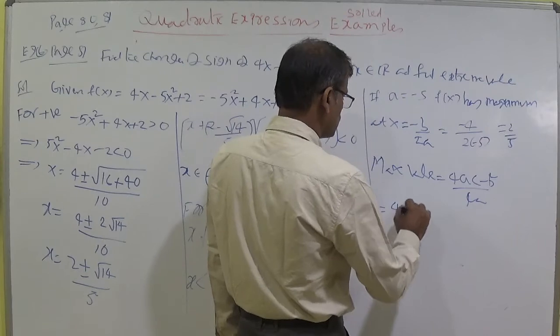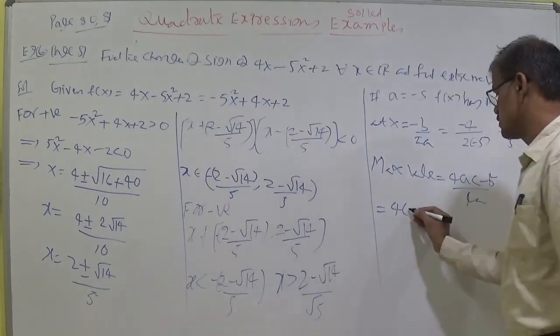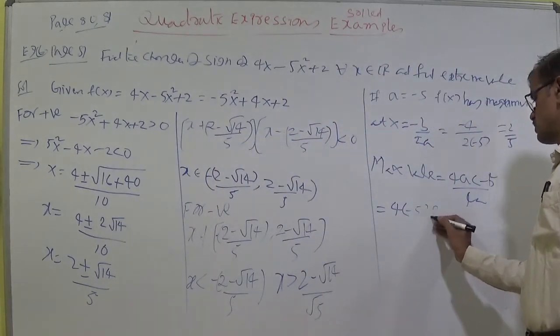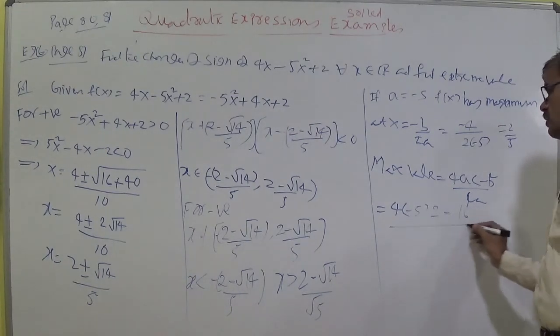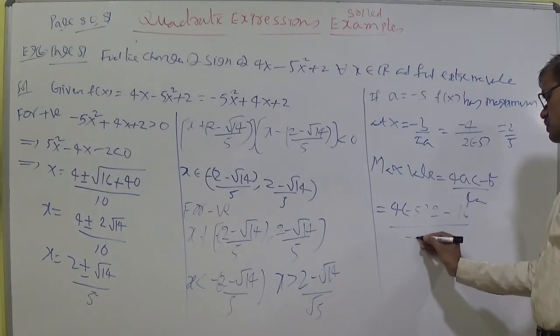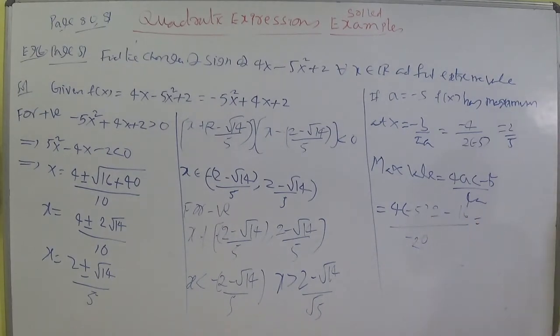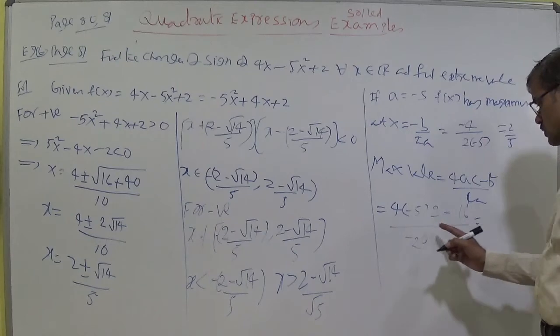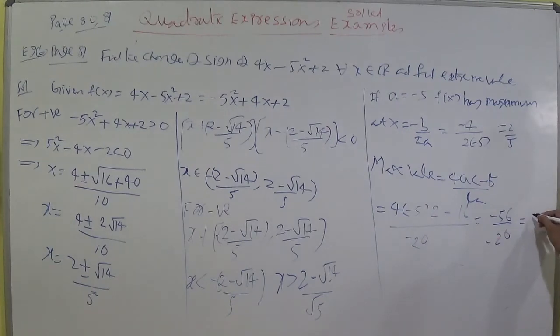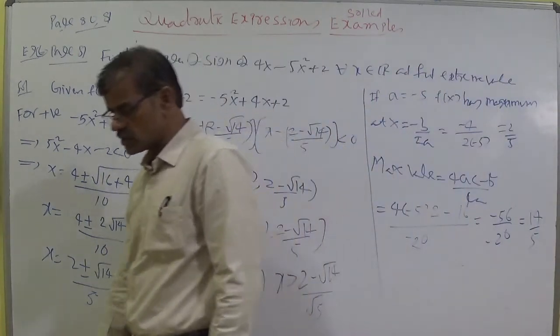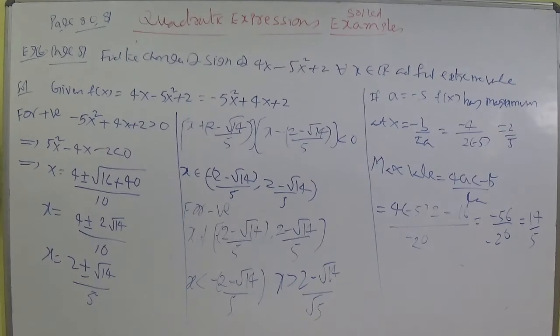What is 4ac here? 4 into a, which is minus 5, into c, which is 2, minus b square, which is 16, by 4a, which is minus 20. Here 4 fives are 20, 4 twos are 8, 40 minus 16, 56. You can write minus 56 by minus 20. Cancel by 4: 4 times 14 and 4 times 5. Here minus and minus get cancelled. The answer is 14 by 5.